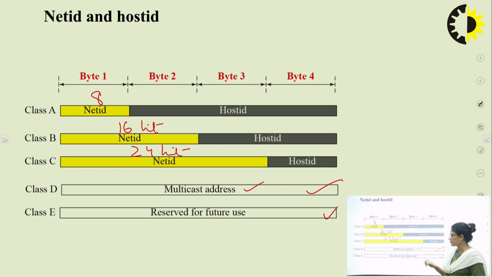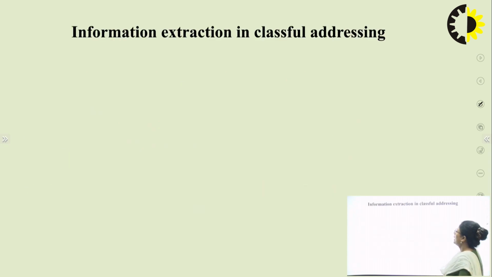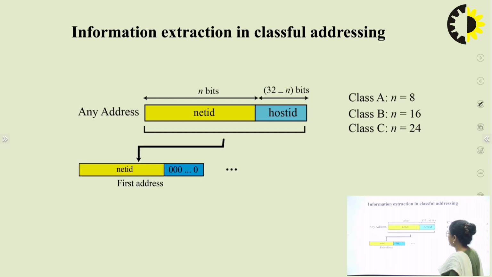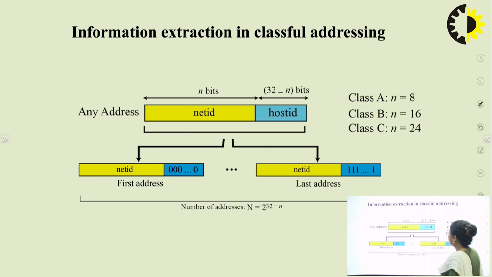Normally class D is used for multicasting, and class E is reserved for future use. So we are left with the first 3, class A, B, C, for our addressing scheme. If you look at the addressing scheme, we divide the address into 2 parts, the net ID and the host ID. The net ID is used to represent the network address, and when you're representing the network address, there are 2 addresses which have got special meaning.